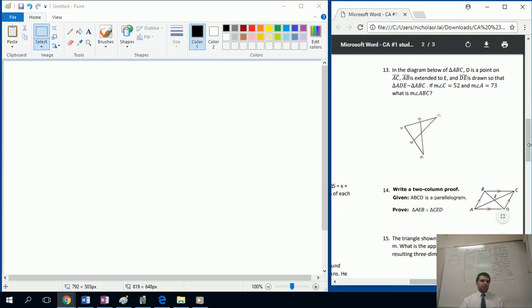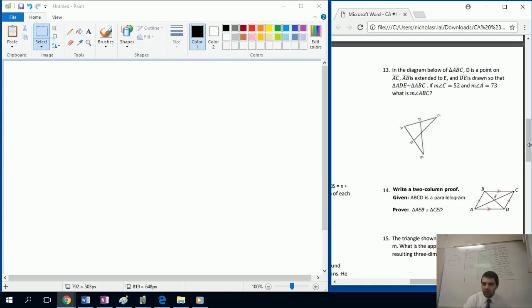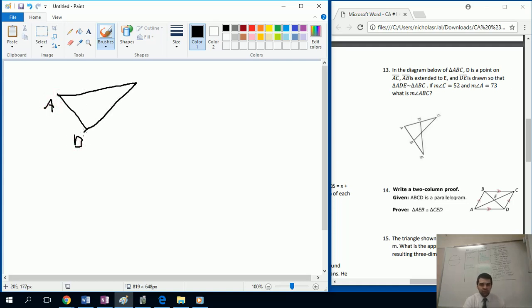In the diagram below, triangle ABC, D is a point on AC, AB is extended to E, and DE is drawn so that triangle ADE is congruent to triangle ABC. If the measure of angle C is equal to 52 and the measure of angle A is equal to 73, what is the measure of angle ABC? So let's draw this out. We're going to have A and B. We're going to have our triangles.